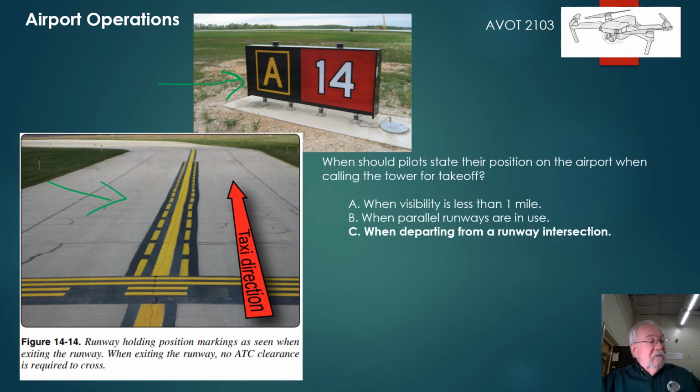An example question: when should pilots state their position on the airport when calling the tower for takeoff? That would be when they're over here and they want to go this way and take off. They have to call the tower and tell them, I'm ready for takeoff. The answer, of course, being when departing from a runway intersection. This is an intersection between the taxiway and the runway. It's a little more nuanced than that, but for the purpose of the small UAV written exam, that's what you need to know.